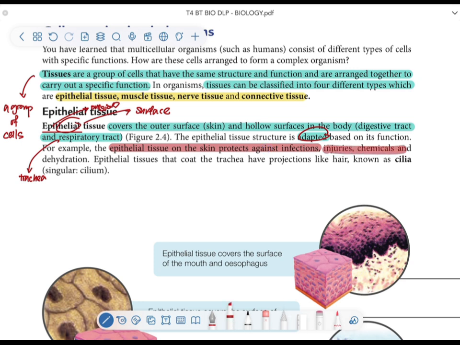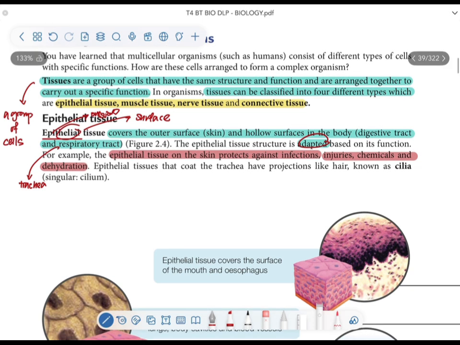As you know, our skin also consists of epithelial cells which make up the epithelial tissue. And it is very important to protect against infections, injuries, chemicals, and dehydration.